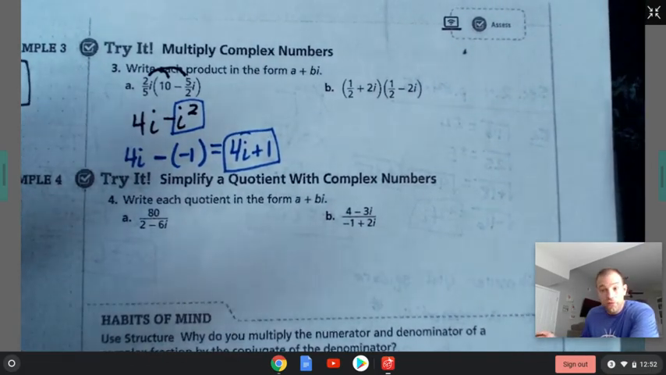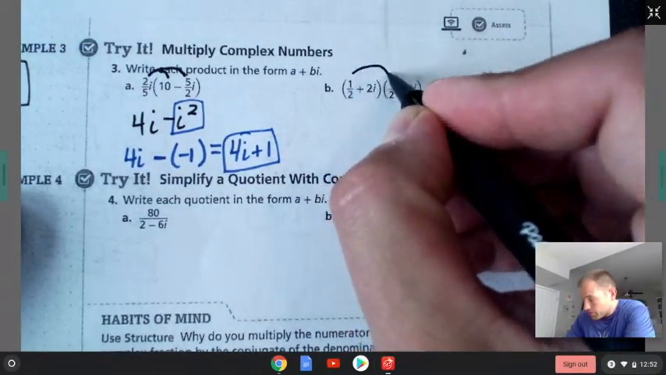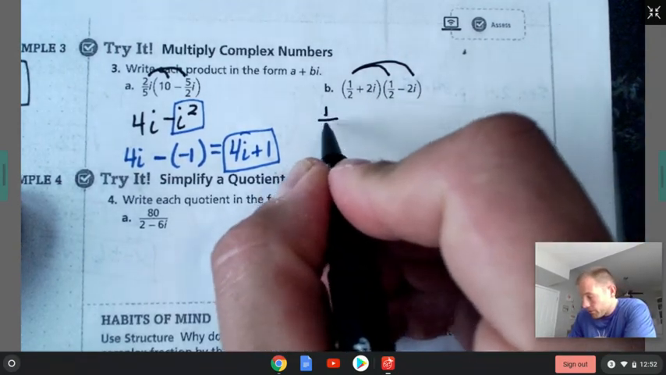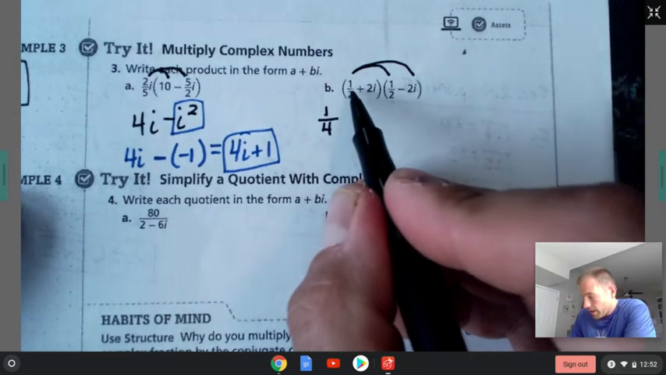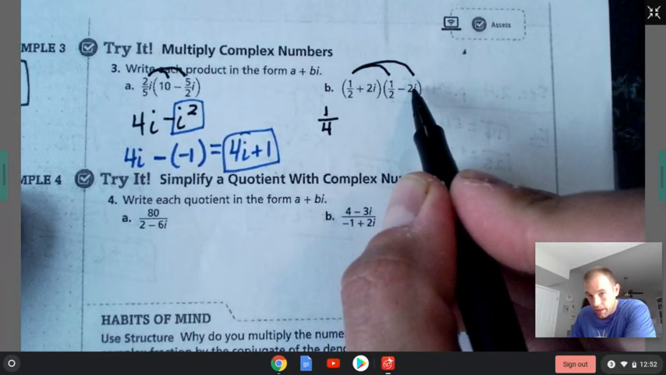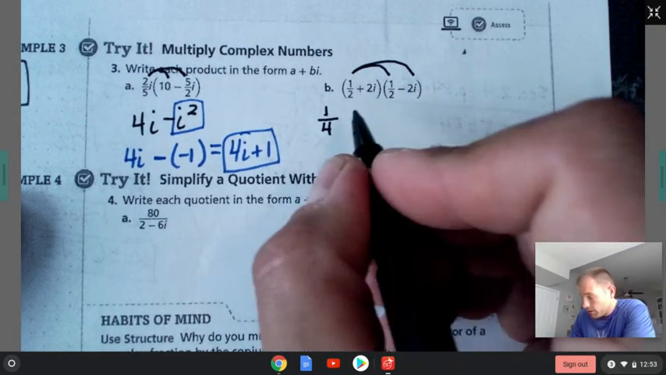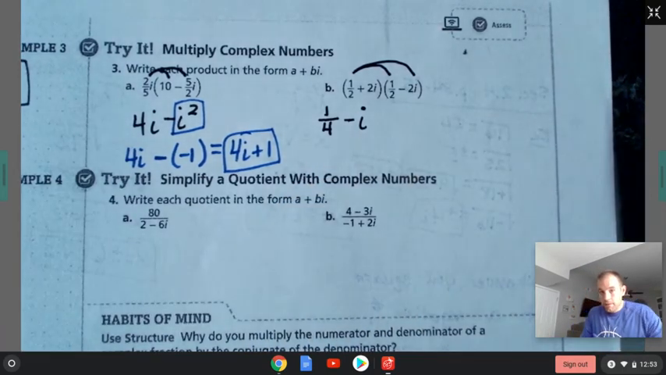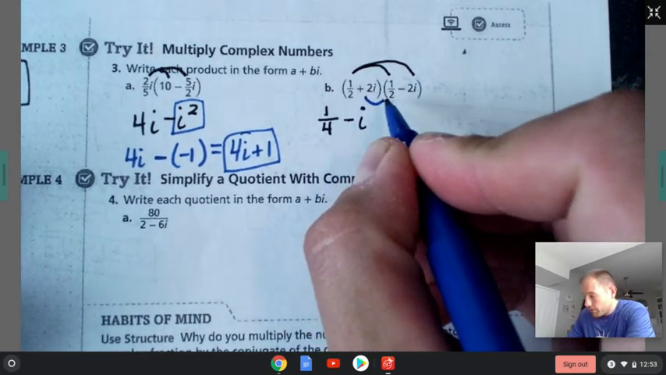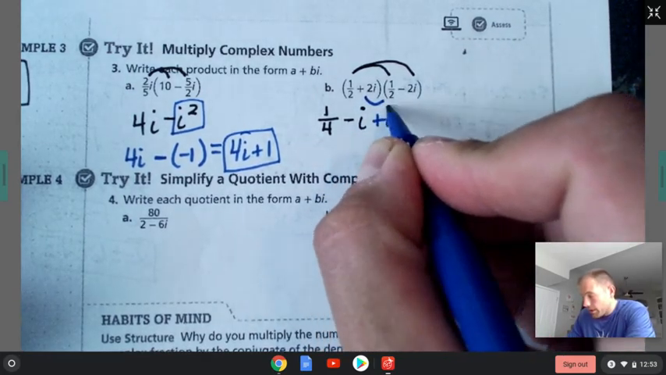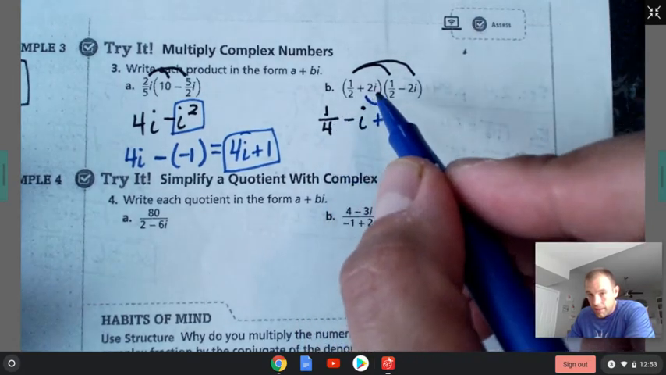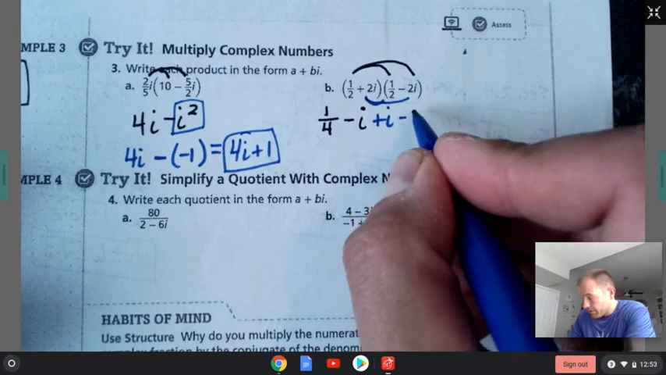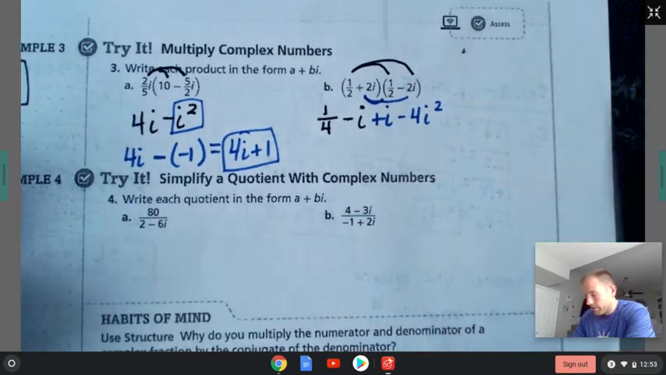All right, let's do B here. Again, we're going to distribute or FOIL. All right, so distribute 1/2 times 1/2. That's 1/4. 1/2 times negative 2i. 1/2 times 2 is 1. And then there's an i, so minus i. Now we're going to do the middle. 2i times 1/2 would be plus i. And then positive 2i times negative 2i would be negative 4i squared.